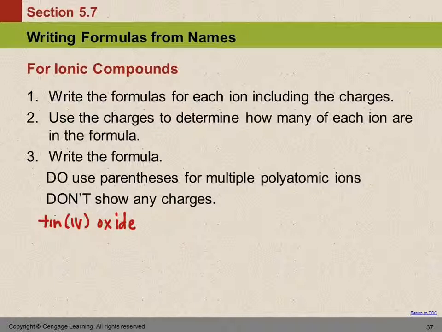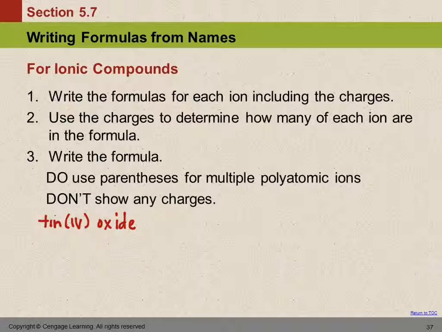This is an ionic compound. How would you identify that? Well, one way is anytime you see a Roman numeral, it's going to be ionic. The other thing is find this first element, tin, on the periodic table and ask yourself, is it a metal? If the first element is a metal, it's ionic.